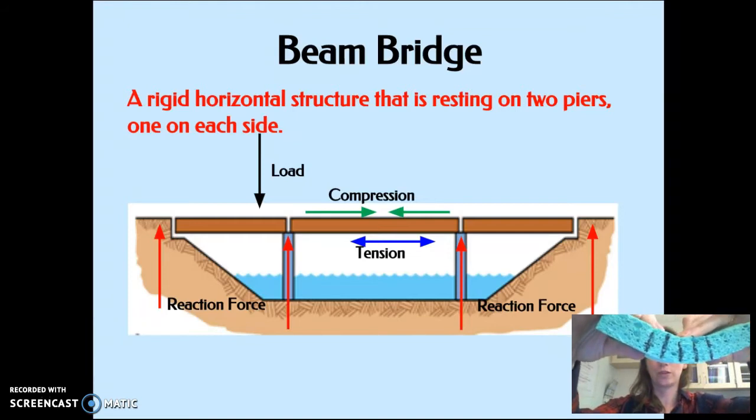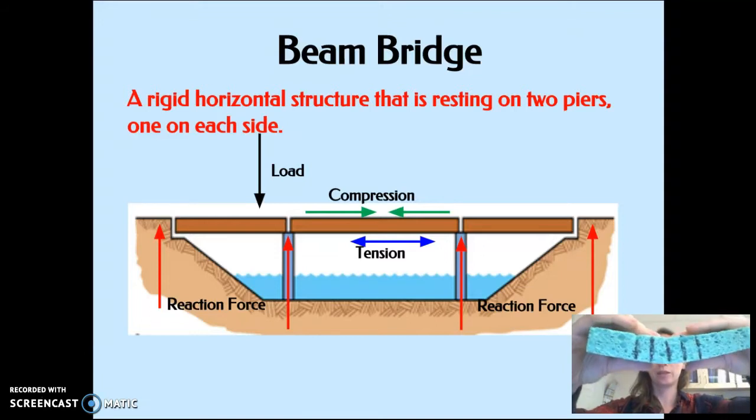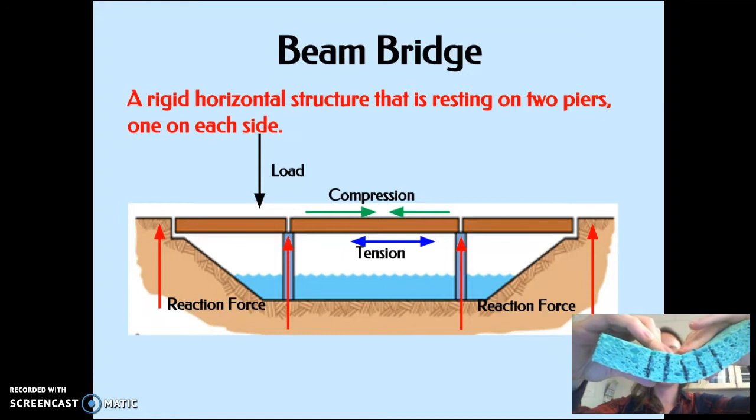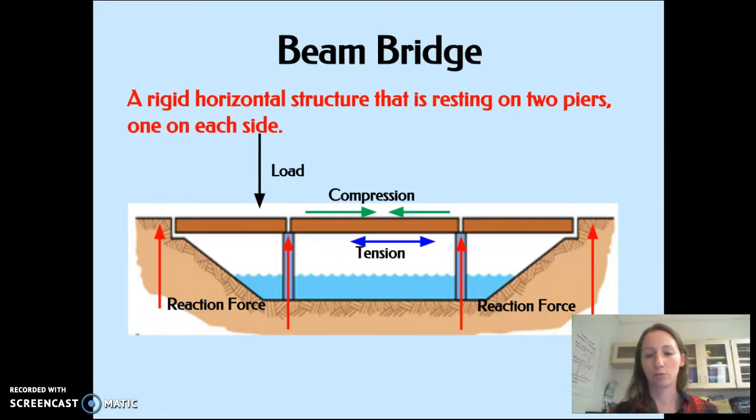Right, so even just one beam of a bridge could be undergoing both at the same time. The top part has to be able to withstand compression, the bottom has to be able to withstand the pulling and the tension. So you need materials that can withstand both, typically, when you're making a bridge. Alright, so make sure you had that copied down.